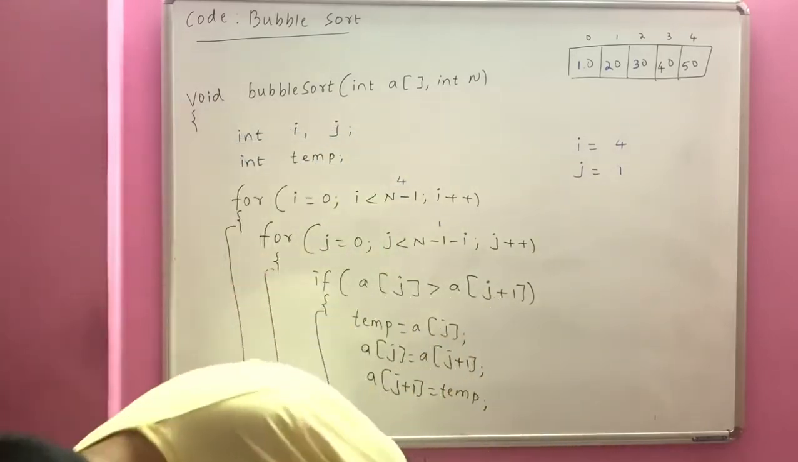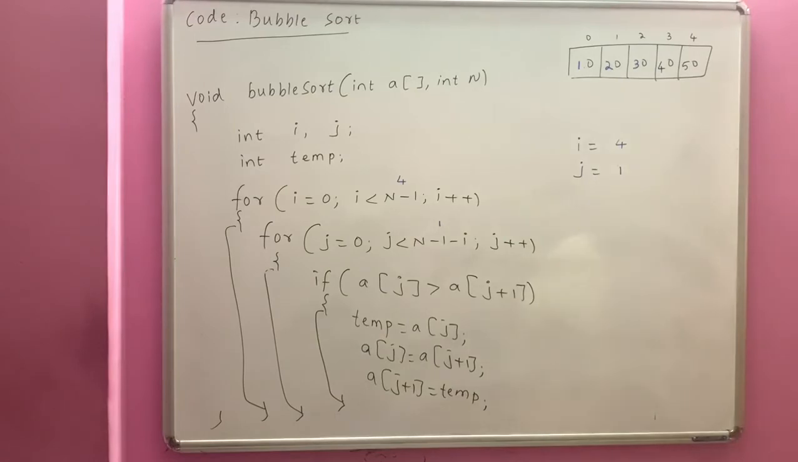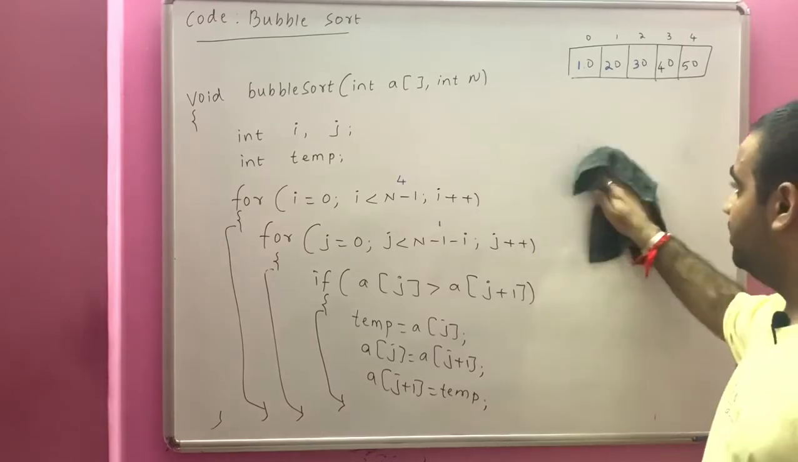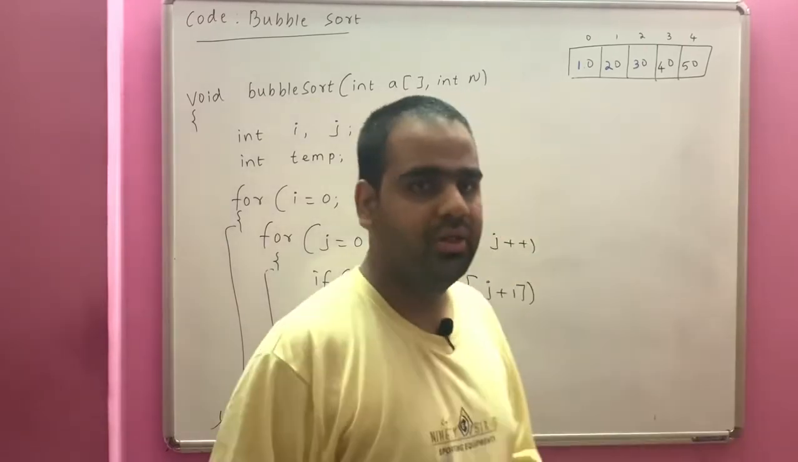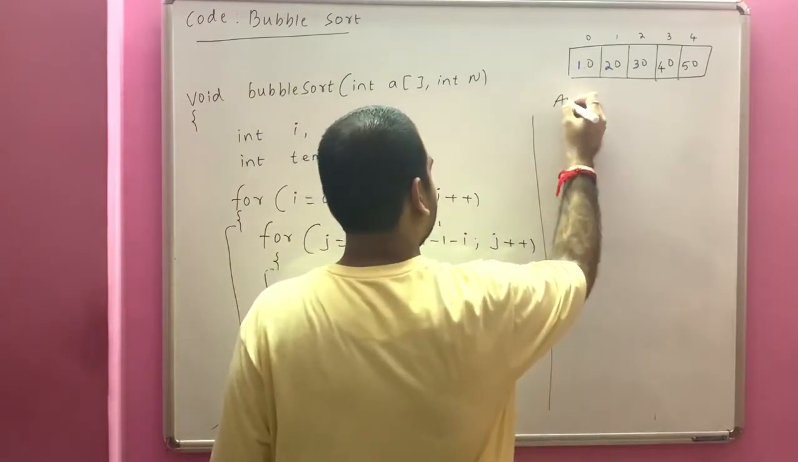Is that okay? Please pause the video and make a note of it, whatever you want to make a note of. Now let us see how we analyze this algorithm. Okay, let's see what is the time complexity. It's n square, no doubt. Let's analyze it. Analysis.